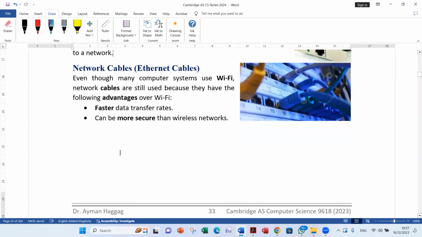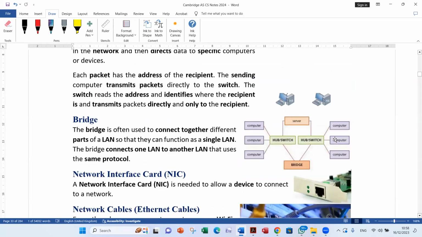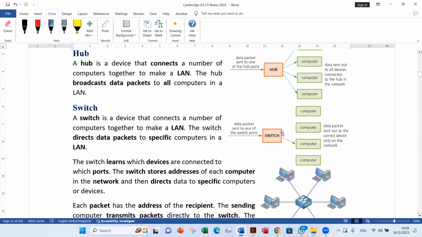Network cables, we need cables. Twisted pair, for example. Even though many computers use Wi-Fi, network cables are still used because of their advantages: faster data transmission over Wi-Fi. Cables are much faster than Wi-Fi, and more secure than a wireless network. So we are discussing here LAN hardware.